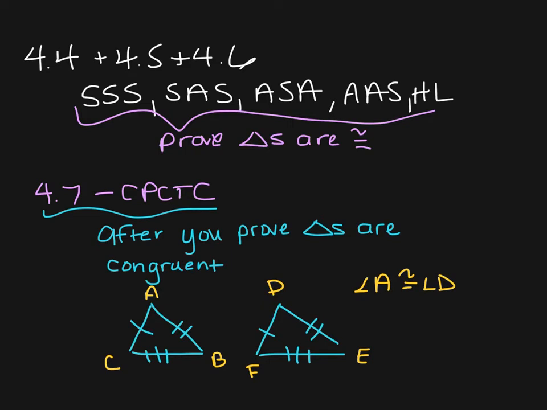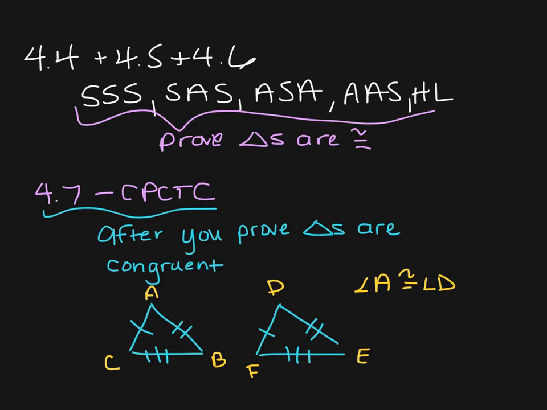So that's the difference between side, side, side; side, angle, side; angle, side, angle; angle, angle, side; and hypotenuse, leg, the 5 acronyms. They prove the triangles are congruent. And CPCTC takes it to the next step. If the triangles are congruent, then what else is congruent?